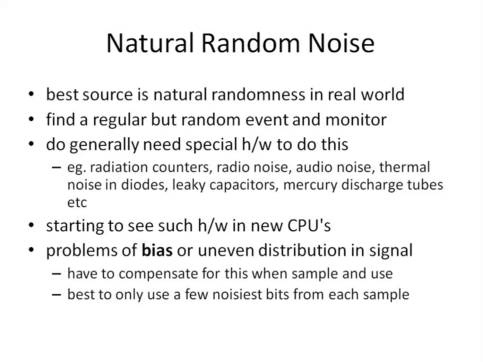However, there is a problem of bias or uneven distribution in the signals. It may be possible that the output generated by these sources could be biased. We have to compensate for this when sampling and using them, and the best way is to use only the few noisiest bits of each sample. In this manner we can overcome the problem of bias. So this is all about pseudo random number generators. Thank you.